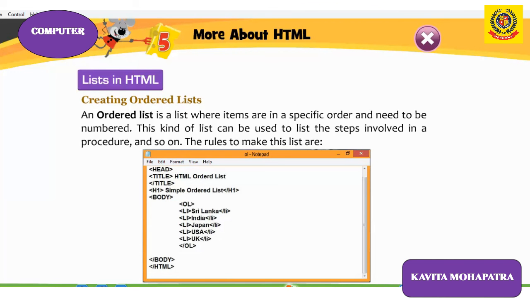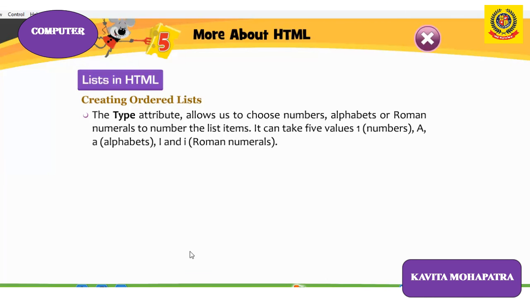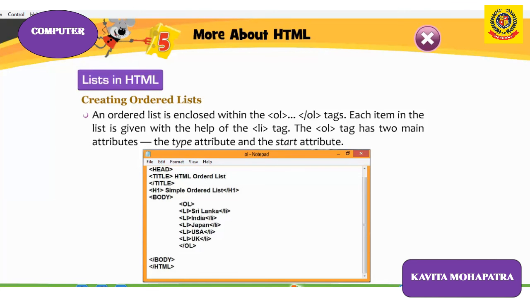Now creating an ordered list. An ordered list is a list where items are in a specific order and need to be numbered. This kind of list can be used to list the steps involved in a procedure. The rules to make this list are: HTML title, HTML ordered list, then title close, H1 simple ordered list, /H1. Inside body you will write OL, then LI Sri Lanka, India, Japan, then LI needs to be closed, you cannot leave that one, then OL close. In this way you can give list item tags.